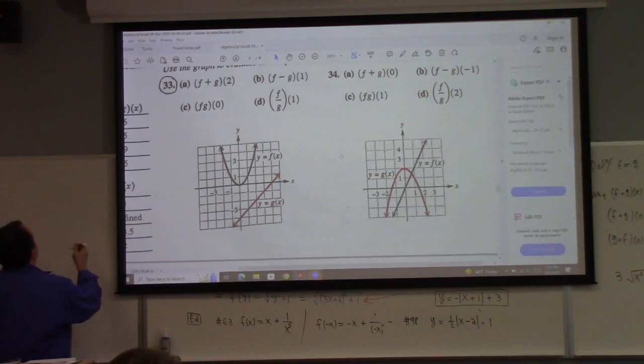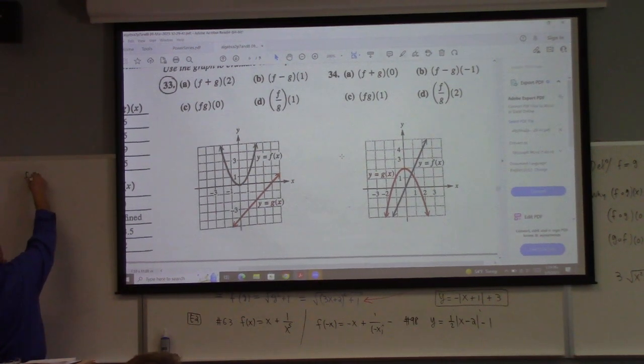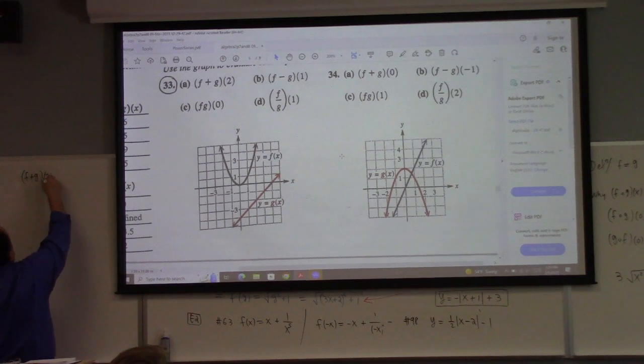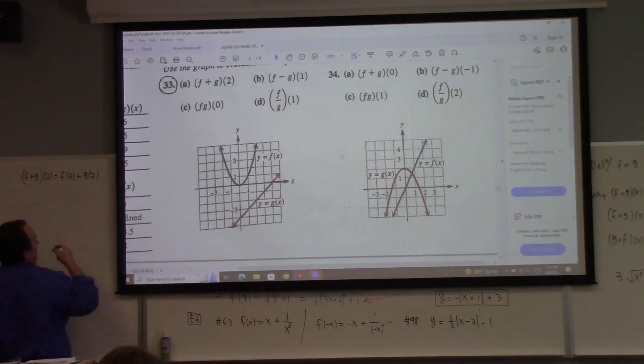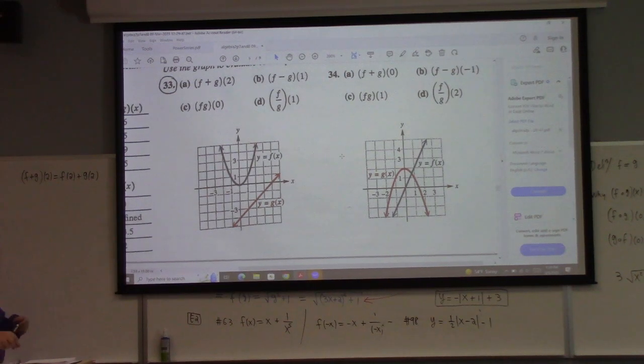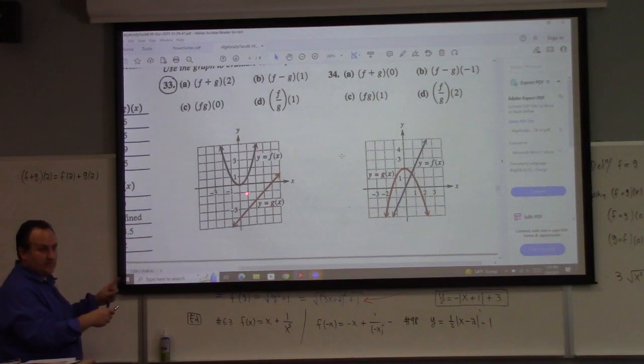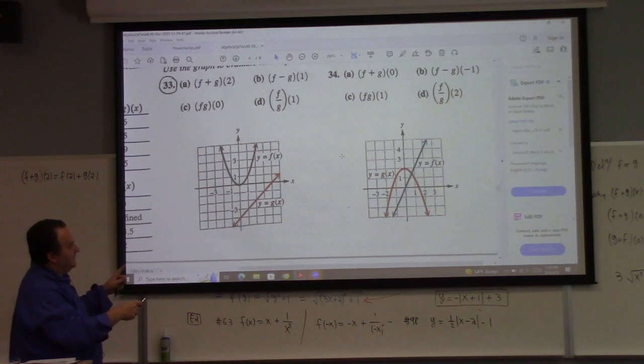So what would f plus g of 2 be? It would be f of 2 plus g of 2, right? What are those, though? Here's my graph, right? This is the graph of f. This is the graph of g.